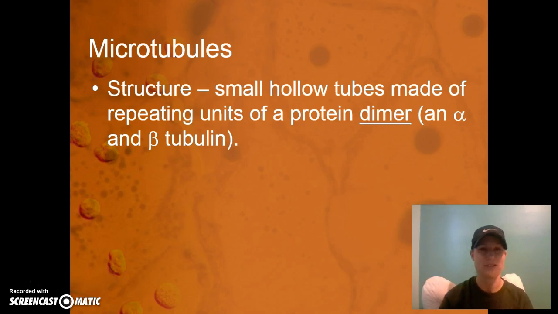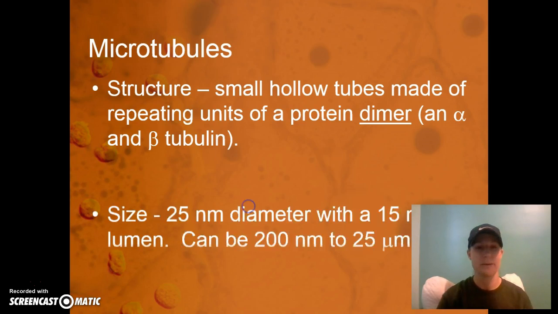Okay, so microtubules. Structure: small, hollow tubes made of repeating units of a protein dimer. What's a dimer? Remember, di, two. It is a structure that is made up of two tubulins. One's an alpha tubulin and one's a beta tubulin. That's all you gotta know. And it's these dimers that are how it grows. It grows from that dimer portion by continually adding tubulin to it.